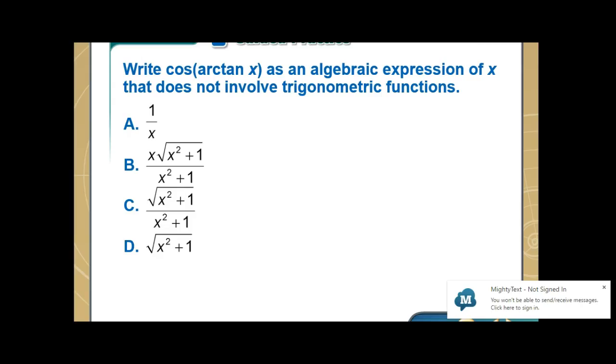So see if you can put that in practice for yourself and determine what the cosine of arctangent of x would be.